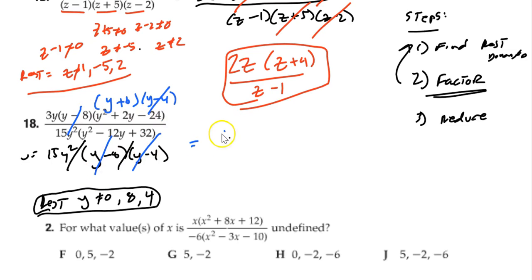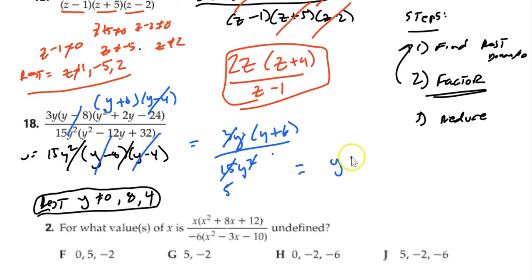So now I'm going to put everything over 15y squared. So I have 3y, y plus 6, over 15y squared. And then I'm still not done. Now again, to remultiply so I can reduce this, the 3 and the 15 reduce to 5. And then again, I have a y and a y on the bottom. So which one wins? The bottom wins. There's one more on the bottom. So I should get y plus 6 over 5y.